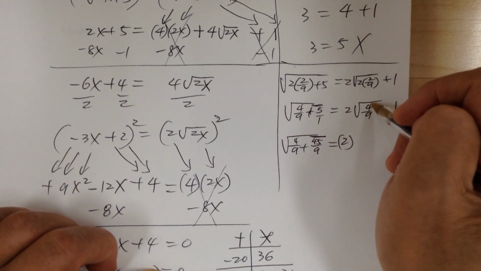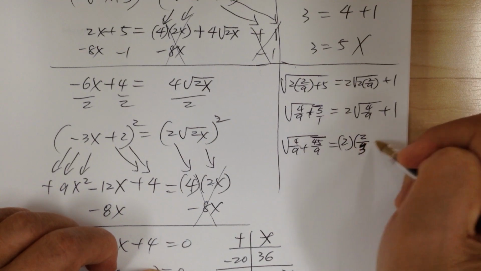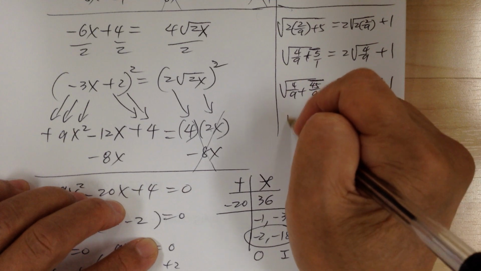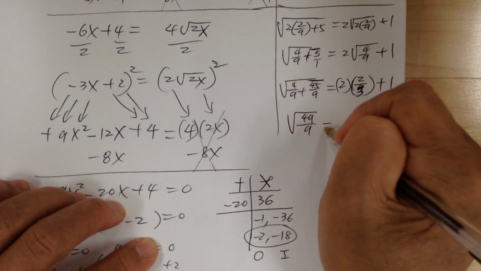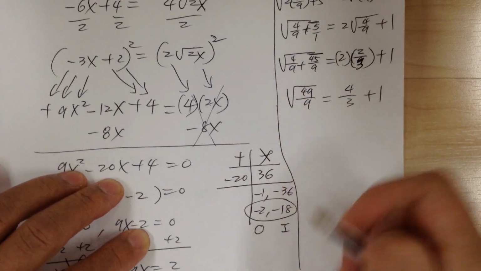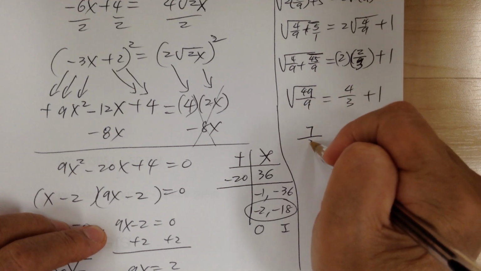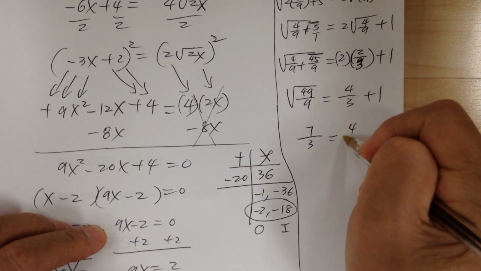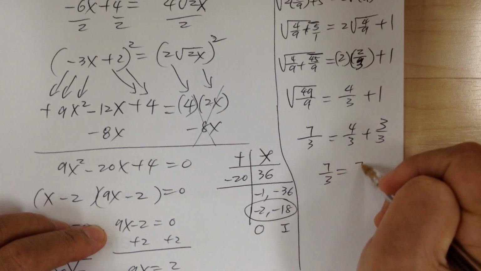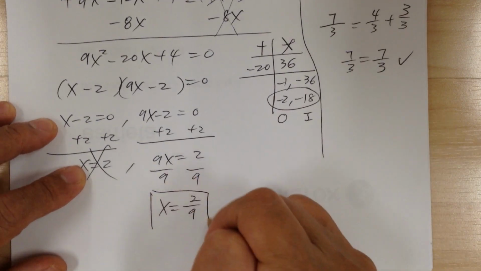Now this one we can simplify. Square root of 4 is 2. Square root of 9 is 3. Okay, so now we can add this together. So this becomes square root of 49 over 9. And this one becomes 4 over 3 plus 1. Okay, now we can simplify. Square root of 49 is 7. Square root of 9 is 3. And this one we can make into a common denominator. And so you got 7 over 3 equal to 7 over 3. So this one checks. Okay, so the only answer that's good is this one.